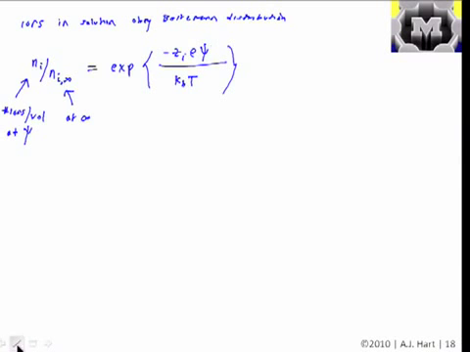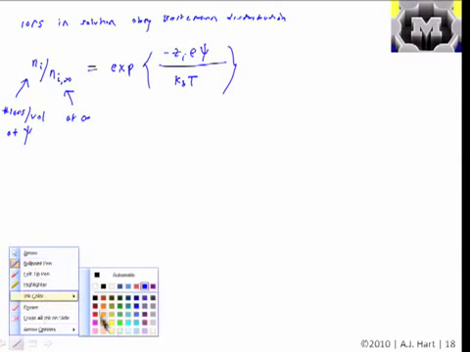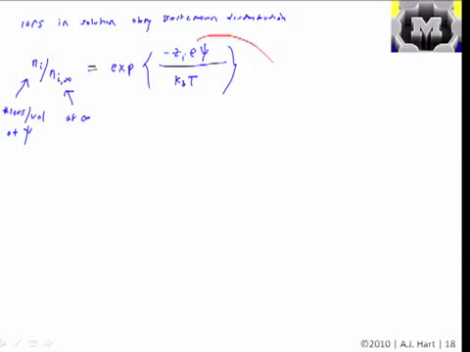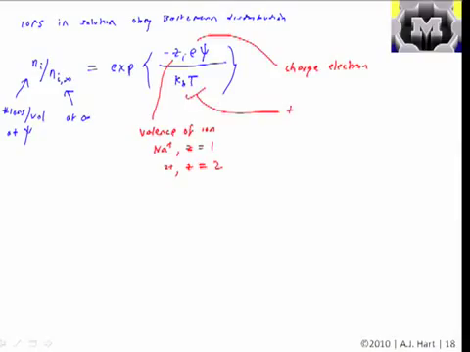where psi is the surface potential, which we defined before. e is just the charge of an electron, and then z is the valence of the ion. So for example, if it's sodium, z is 1. If it has 2 plus, then z is equal to 2. And then kBT is just Boltzmann's constant times temperature, so it's the thermal energy.